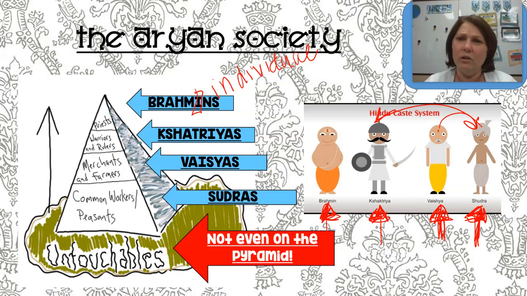And I kind of said that a little wrong. The unclean person, the untouchable, is supposed to yell unclean so that everybody else knows to get away from them. You can't even touch them. That's why they're untouchables. You don't want to go there. So they're not even on the social pyramid.